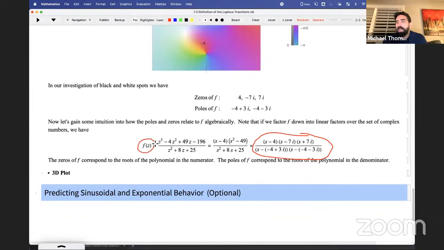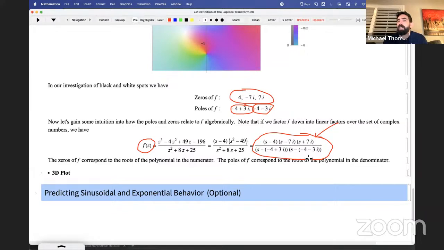That's the function f, right? The zeros of a function happen when the top is 0, the roots of the numerator. Those are the zeros: 4, negative 7i, and positive 7i. The roots of the denominator are going to force the function to blow up, right? We all know when you divide something by 0, it makes the whole thing just blow up to infinity or negative infinity. So if you plug either one of these into the denominator, they blow up. Okay, so that's some intuition basically on what a complex function is, which is what a Laplace transform happens to be.